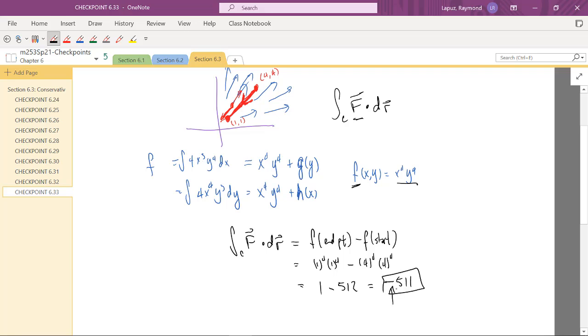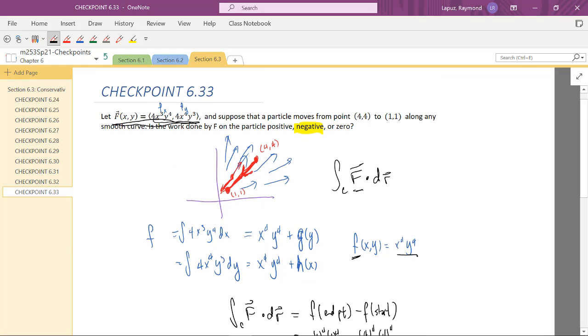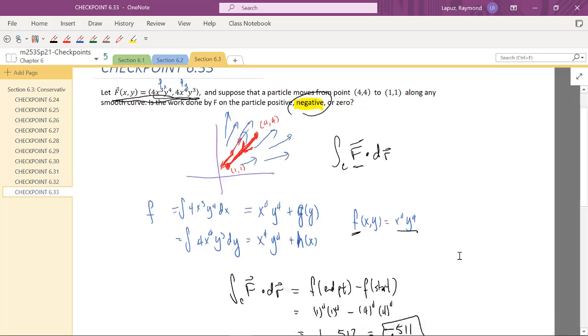The number itself wasn't important with respect to the question. They're asking if it's positive, negative, or 0. And it is negative, and we were right in our guess hypothesis saying that the tangent vectors are opposite of the vectors of the vector field.